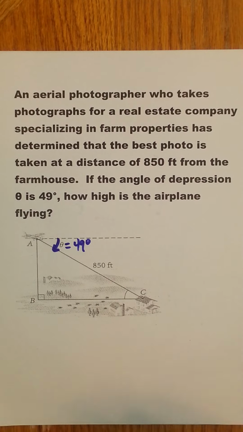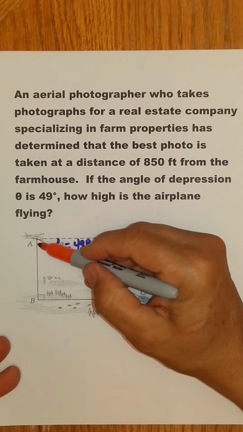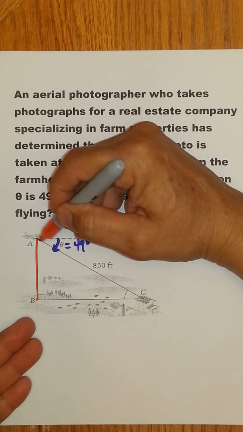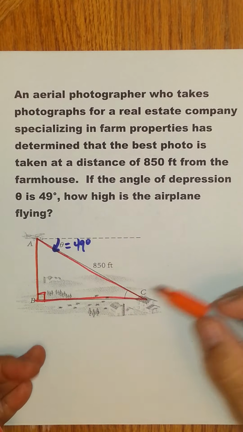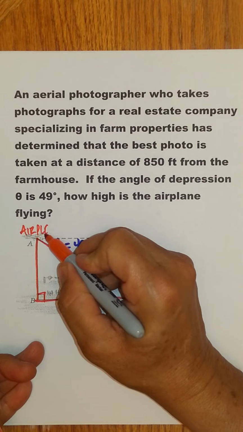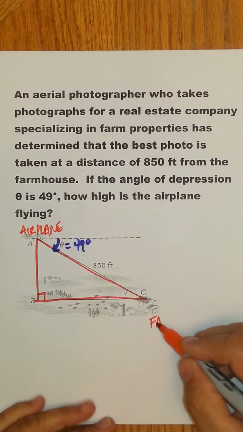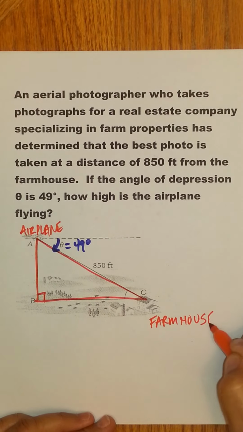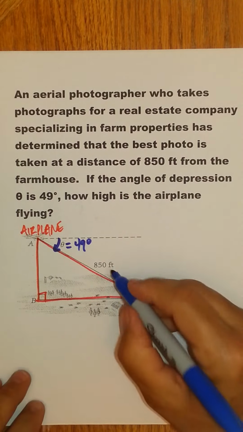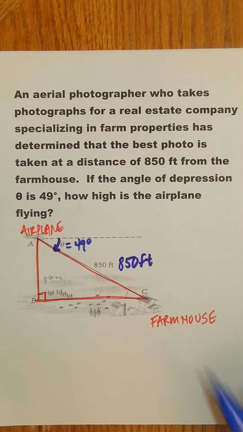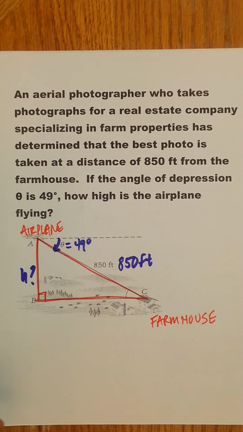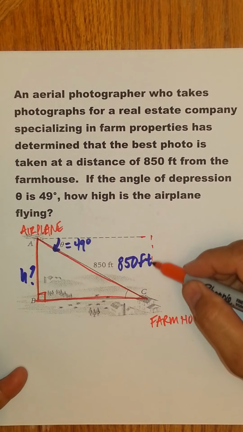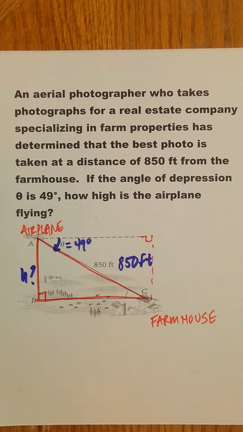So what we have then is a right triangle. We actually have two of them. I mean, that's actually often the case. We have this right triangle. Here's your right angle. Here's your airplane. And here's your farmhouse. And they gave us, this is 850 feet. Let me make that bigger. There you go. Now they want to know, what is this height? Now, you could do this with the other triangle that's here, where this is the right angle. I'll finish up with that, but I'm going to go ahead and use this internal angle.